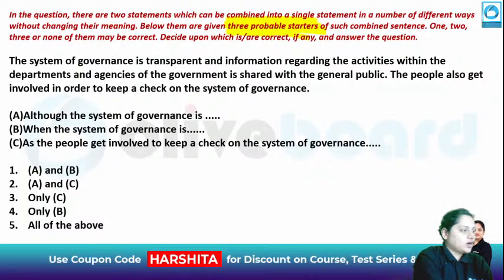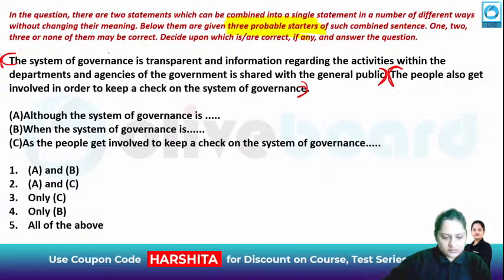Now I think people are using their mind. There are two sentences given. You have to combine the two. There are A, B, C, three ways you can combine. For starters, you have to check: if you start with this line, can you combine it correctly without changing the meaning? If you start with B, can you combine correctly without changing the meaning? This is what you have to see. Sentence 1 and 2.